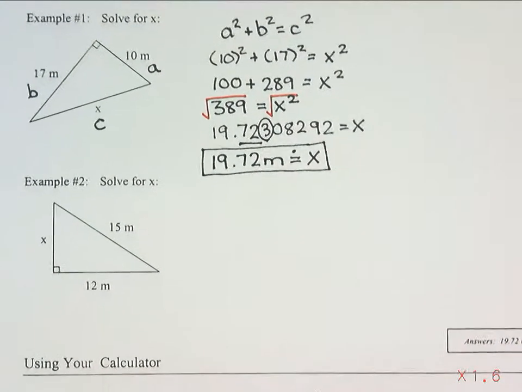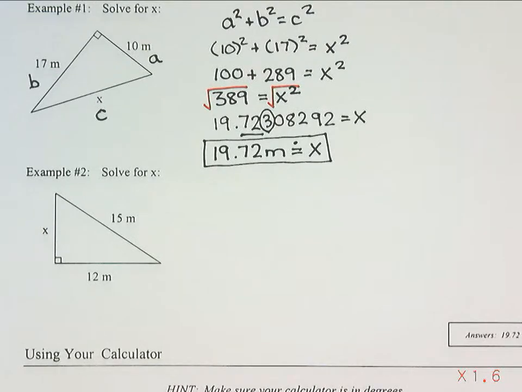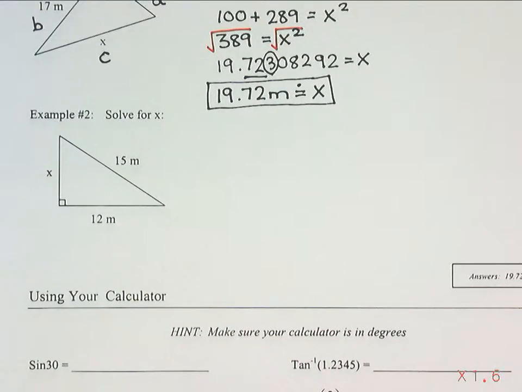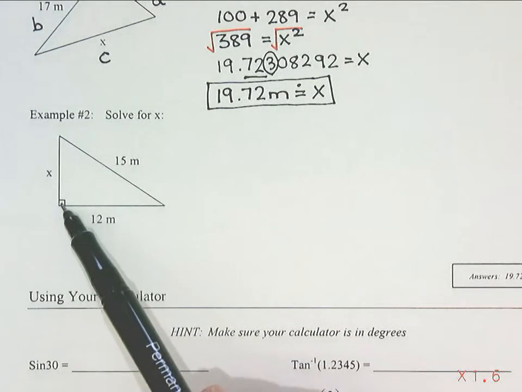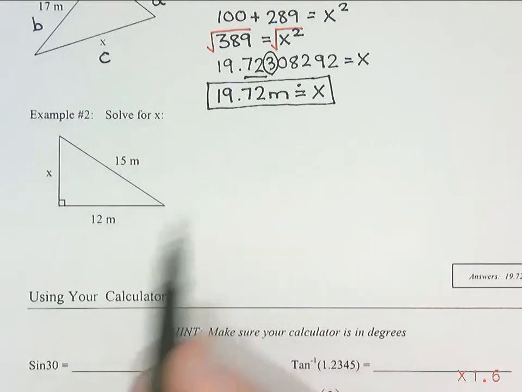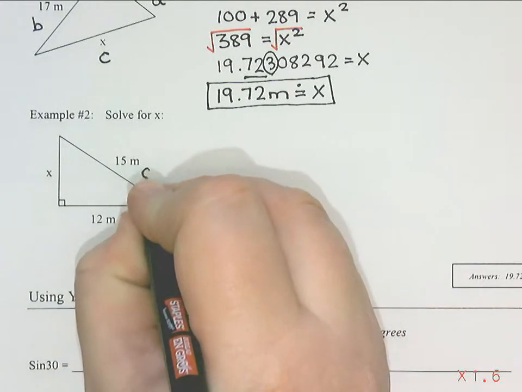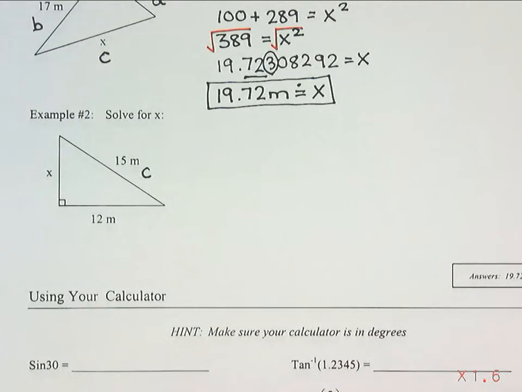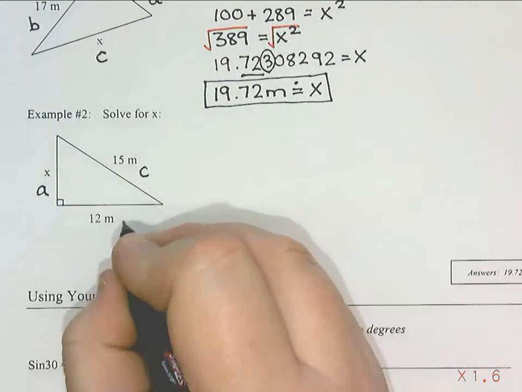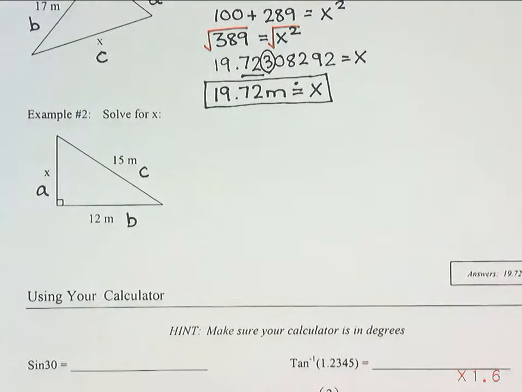The second example is also a right-angled triangle, but this one is a little different. First thing I do is I find my hypotenuse. I find the 90 degrees, I look directly across, there's the longest side, which means that the hypotenuse, or side C, is the 15 meters. I have a choice of labeling A and B as the x and the 12. I'm going to choose to put A for x and B for 12.